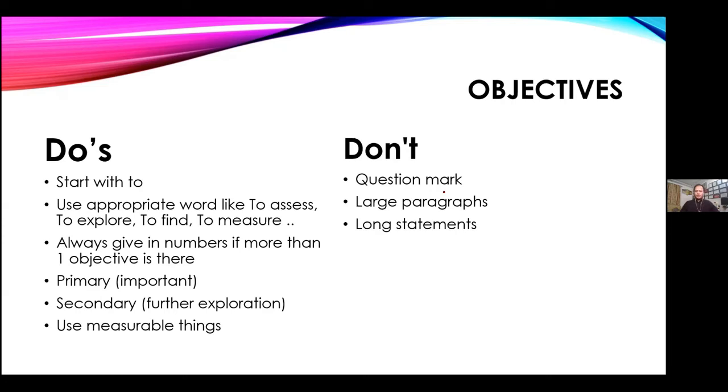Do not put a question mark. Do not write large paragraphs. Do not give long statements. Try to give comprehensive statements in your objectives. For example, do not write like this: In this research, I want to explore the risk factors of dengue fever in and around the area of Lahore situated in a 5 kilometer diameter or radius. Never like this. Write like this. The simple way is to write: to explore the risk factors of dengue fever. That's it. So never give a question like, what are the risk factors of dengue fever? Never give it like this either.